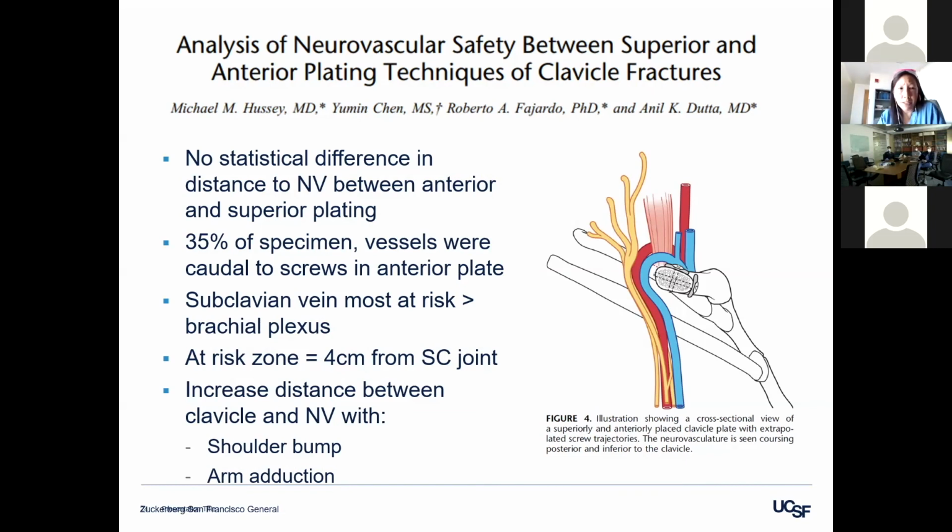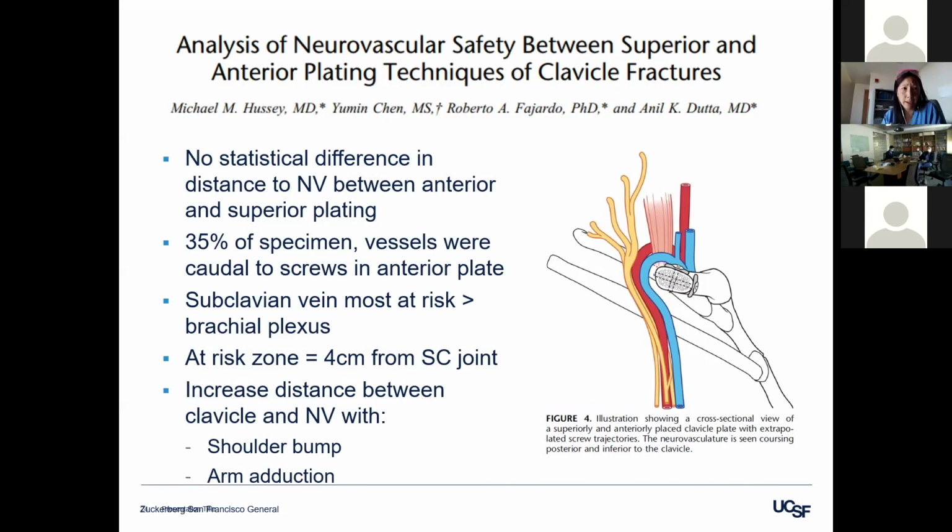They also talked about how the subclavian vein is most at risk, and after that is actually the brachial plexus. And they also quantified the at-risk zone. So that's 4 centimeters from the SC joint. So if you find yourself drilling or instrumenting anywhere close to the SC joint, it's just, again, raising your level of awareness and not trying to go too fast. And there are some things that you can do to help reduce the risk of injury and also increase the space between the clavicle and the neurovascular structures.